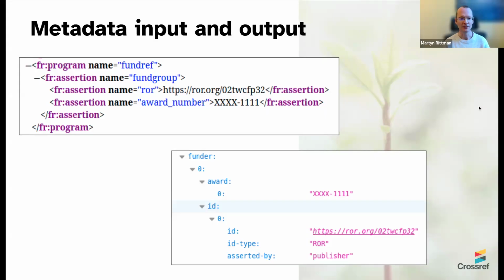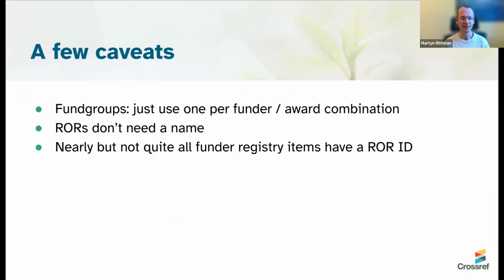So if you go on to the next slide, please. Thank you. So there's just a few caveats around this. The first one is around the use of fund groups. And it's maybe a slightly technical point. We had a lot of discussion internally about what it means if you add two identifiers in a single fund group. And we decided that should be interpreted as two separate funders for the same grant.